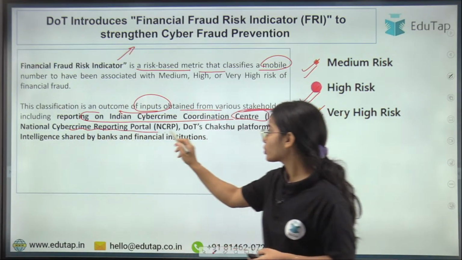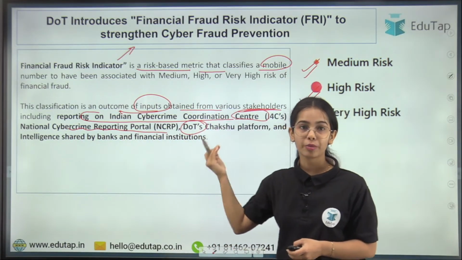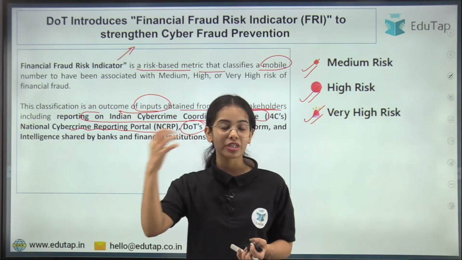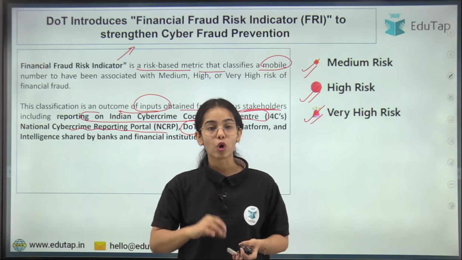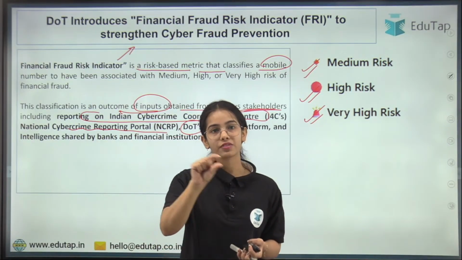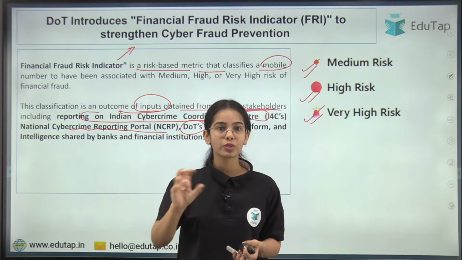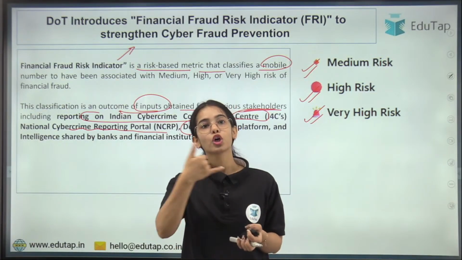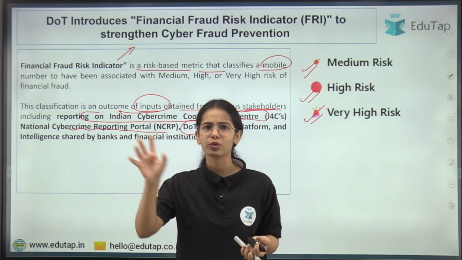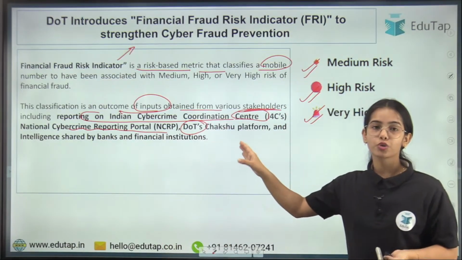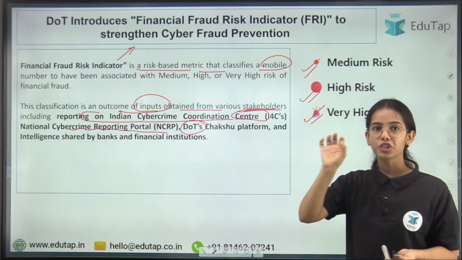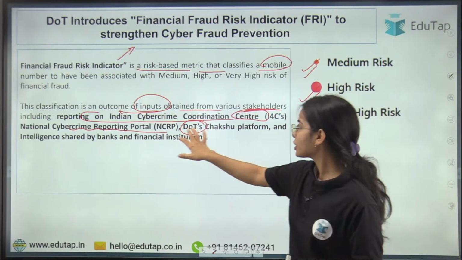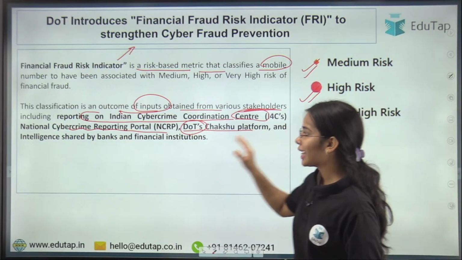Then there is the National Cybercrime Reporting Portal. The DoT, that is the Department of Telecommunications, has a Chakshu platform. Through the Chakshu platform, let's say you have received a fraud call, or a fraud communication through your WhatsApp saying transfer the money here and you will get a job soon, or through SMS or call, and you realize that this is not correct. So you can go to the Chakshu platform and feed in the information that you have received fraud communication through this number, through the SMS and such. So this is the Department of Telecommunications Chakshu platform, and there is intelligence.